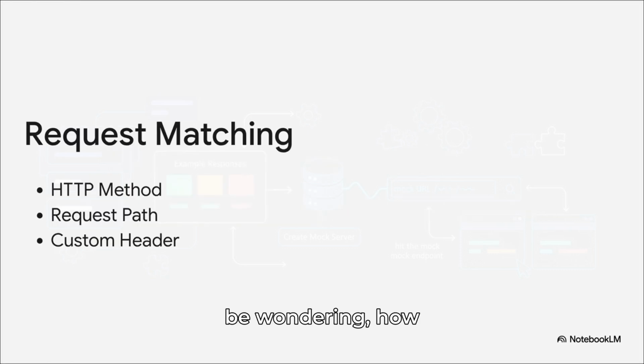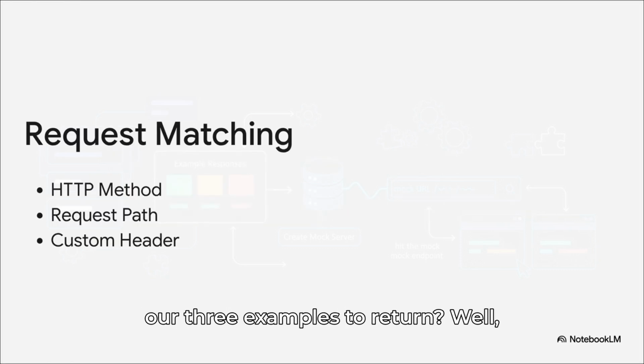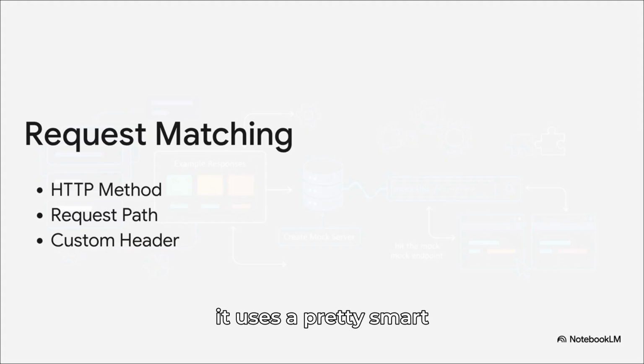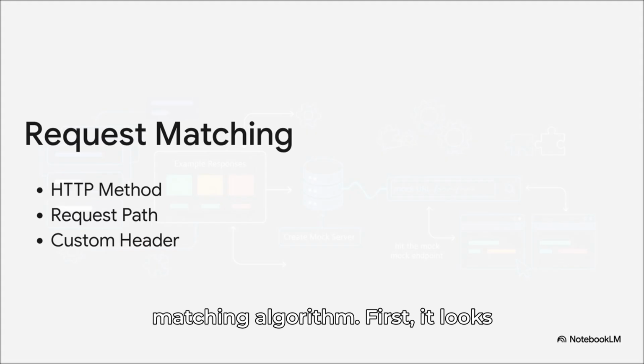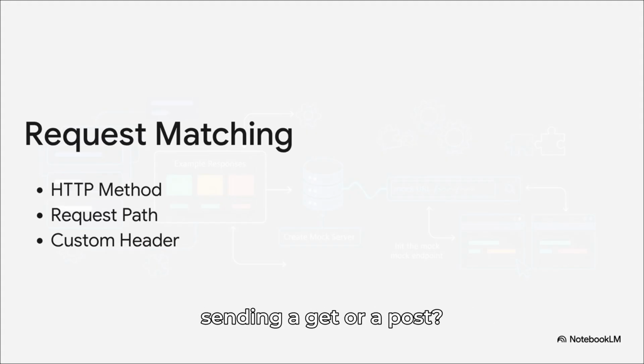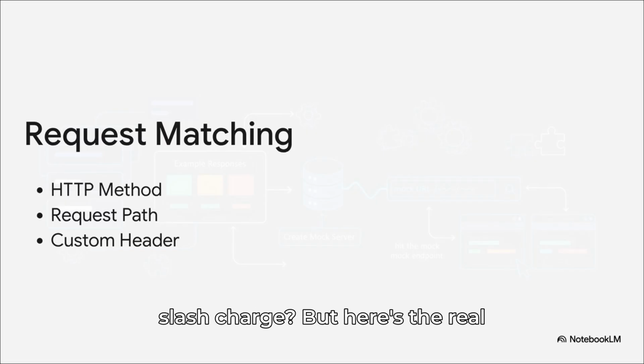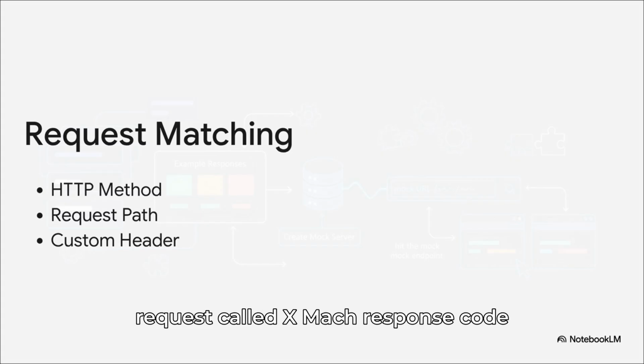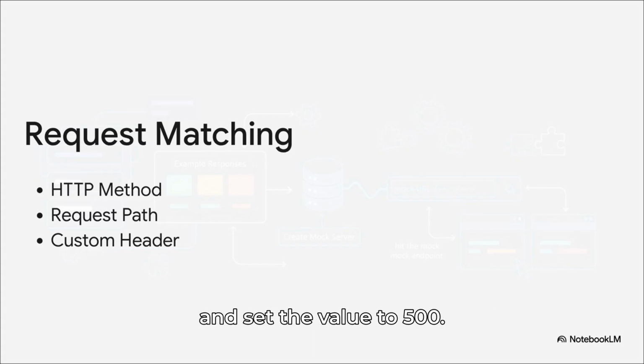Now, you might be wondering, how does Postman actually know which of our 3 examples to return? Well, it uses a pretty smart matching algorithm. First, it looks at the HTTP method, like are you sending a GET or a POST? Then it looks at the path. Is it /charge? But here's the real pro tip for testing those tricky edge cases. If you want to force your mock server to return that 500 server error you saved, you just slap a header onto your request called x-mock-response-code and set the value to 500. Postman sees that header, grabs your 500 example, and fires it right back. It gives you absolute, total control over the simulation.